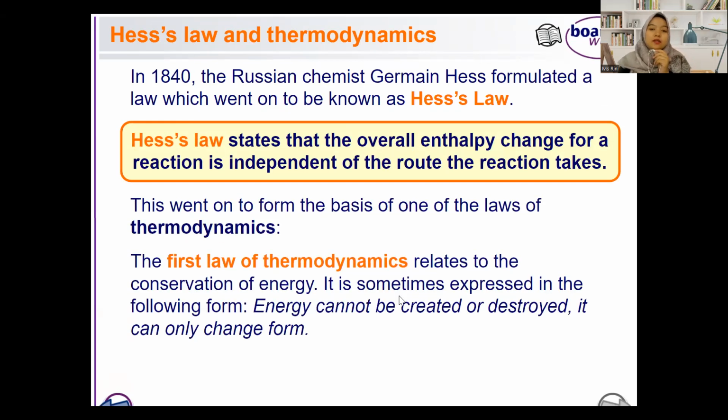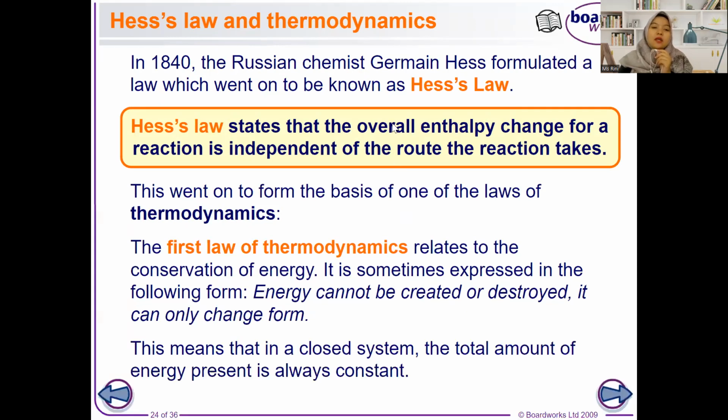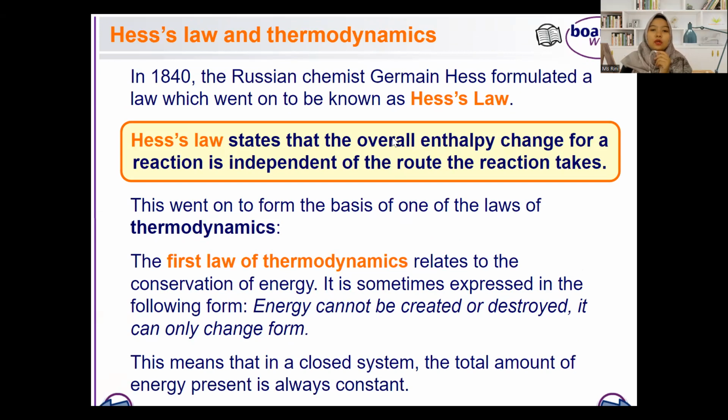Hess's law and thermodynamics. In 1840, the Russian chemist Germain Hess formulated a law which went on to be known as Hess's law. Hess's law states that the overall enthalpy change for a reaction is independent of the route the reaction takes. This went on to form the basis of one of the laws of thermodynamics.